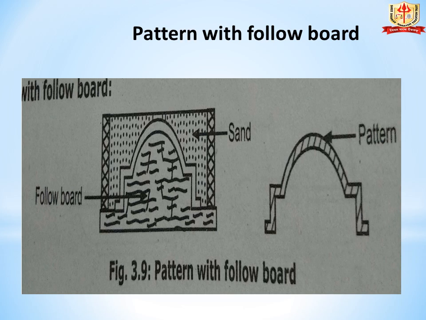Next pattern is pattern with follow board. In the diagram you can see that there is a follow board, then there is sand and there is a pattern. A follow board is used for thin and delicate patterns. It is a wooden board made to the curved shape of the pattern. When making a mold, the pattern is placed on the follow board. The drag section of the flask is put over the pattern and sand is rammed in the drag. When the outline of the pattern is of very irregular shape, the follow boards are made of plaster and called matches.